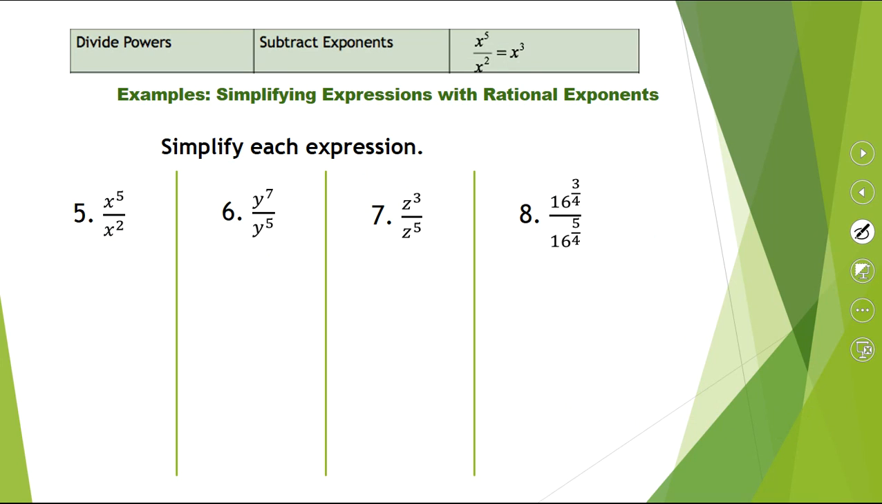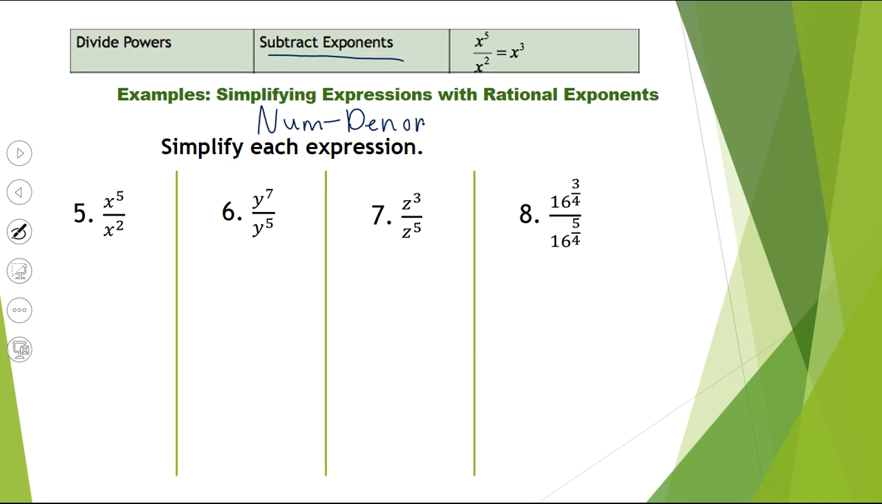All right. Number 2, we're going to divide our powers, so we subtract the exponents. Remember, this is always the numerator minus the denominator. So x to the 5th over x squared is going to be x to the 3rd, because 5 minus 2. Y to the 7th over y to the 5th is going to be y squared, because 7 minus 5. Z to the 3rd over z to the 5th is going to be z to the negative 2nd power, because 3 minus 5 is negative 2, but we should really write this as 1 over z to the 2nd power.